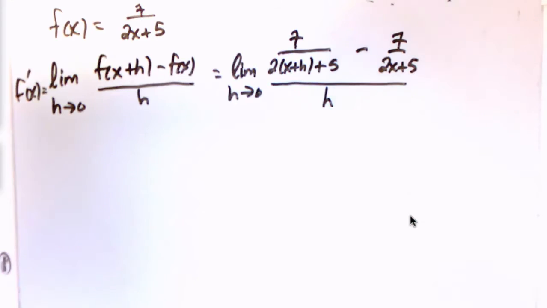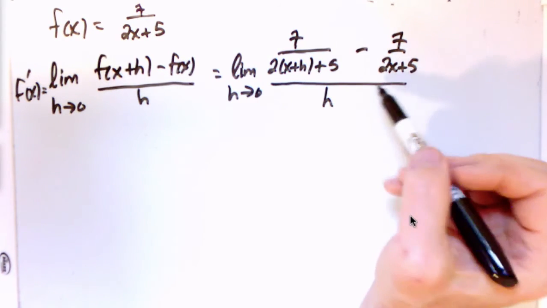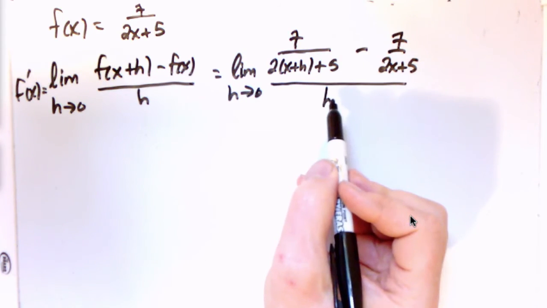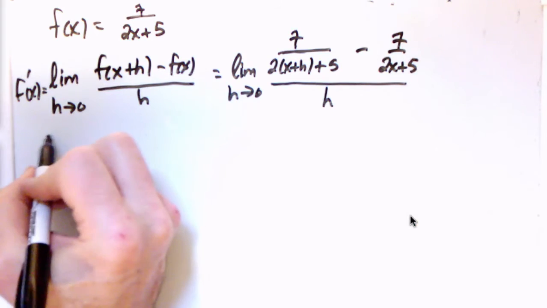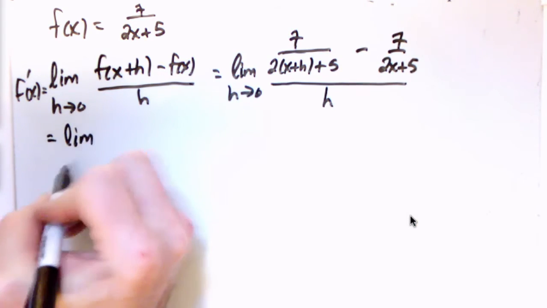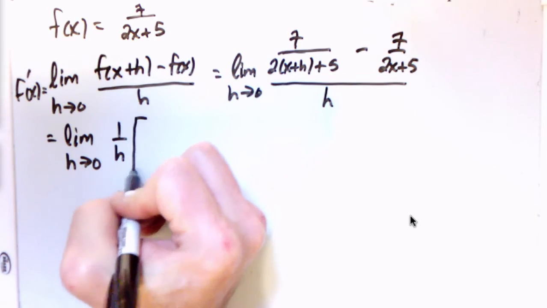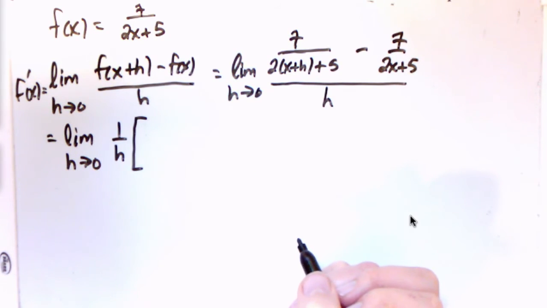Particularly when I'm working with fractions, with rational functions, right now I have fractions within fractions. I find it helpful to take this h in the denominator here and move it out front as 1 over h. Multiplying by 1 over h is the same as dividing by h.